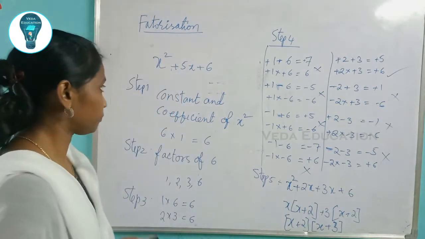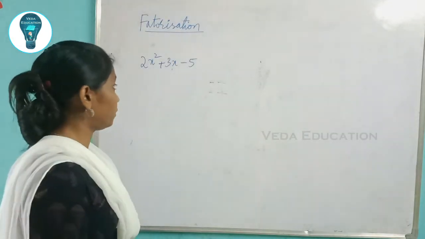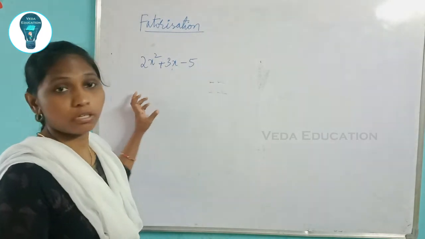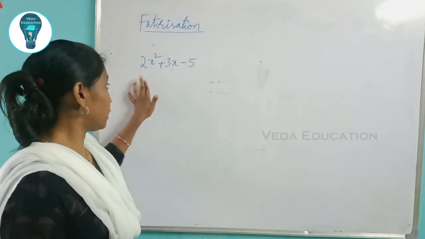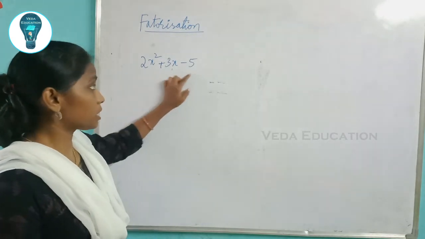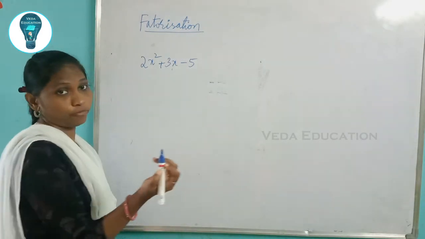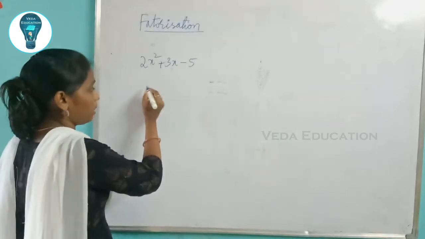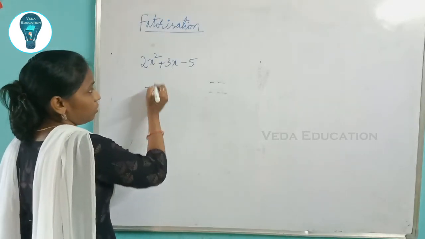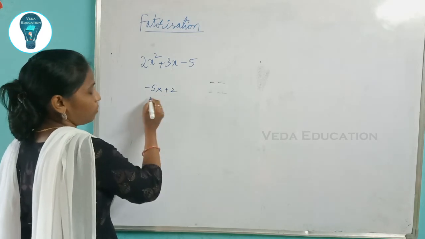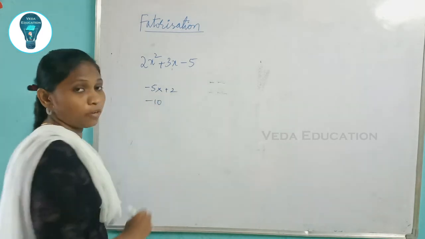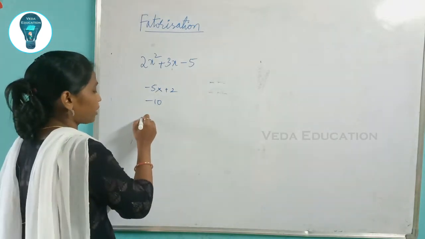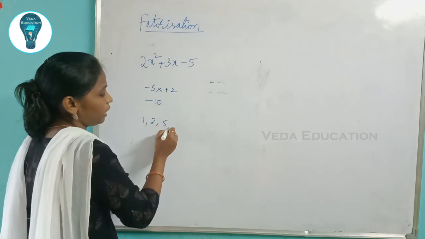Got it everyone? Another example for factorization of a quadratic polynomial. If the x square coefficient is any number other than 1, how do we factorize the quadratic polynomial? See here, my example is 2x square plus 3x minus 5. First step: we multiply the constant and the coefficient of x square. Minus 5 is the constant and the x square coefficient is plus 2, so after multiplying you get minus 10. Now what is step 2? Writing all factors of 10. The factors of 10 are 1, 2, 5 and 10.